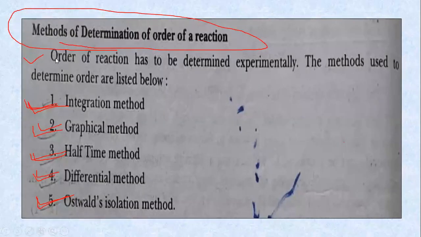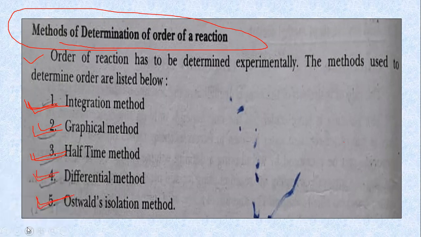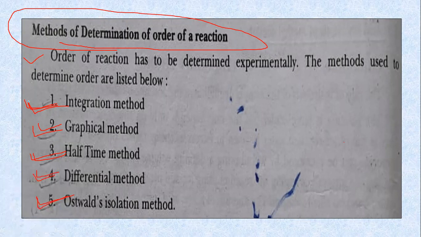Hello students, as we have discussed in the last lecture, what are the different methods to find out the order of reaction. These are the 5 methods by which we can find out the order of reaction: integration method, graphical method, half time method, differential method, and isolation method. In this lecture we are going to cover these 2 methods.